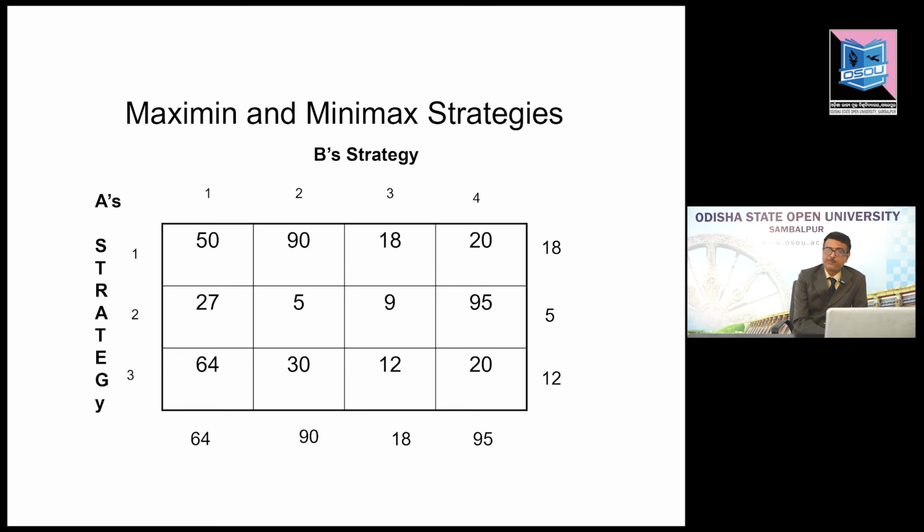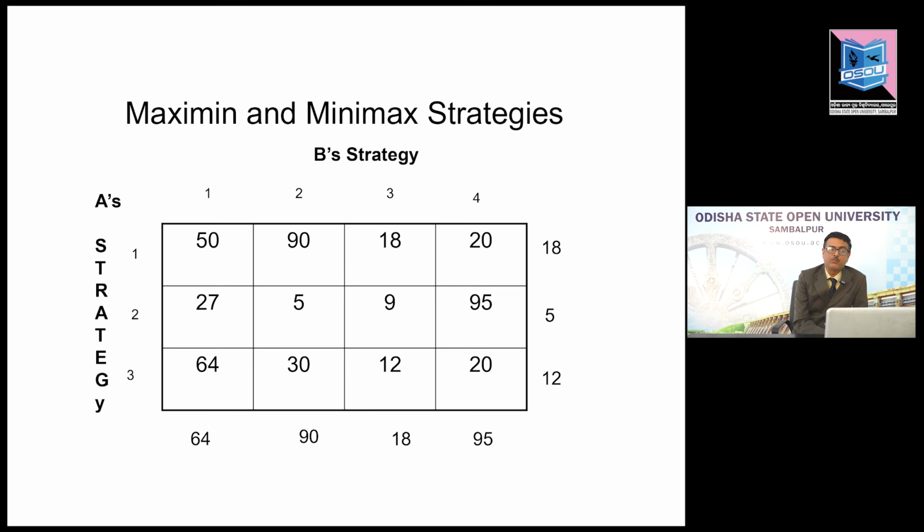Similarly, for strategy 2, we see 27, 5, 9 and 95, and the minimum among these is 5. Strategy 3 for player A has payoffs of 64, 30, 12 and 20. Among these 4 payoffs, 12 is the minimum. So we got the row minimums, and we take the maximum of the minimums, that is 18 here.